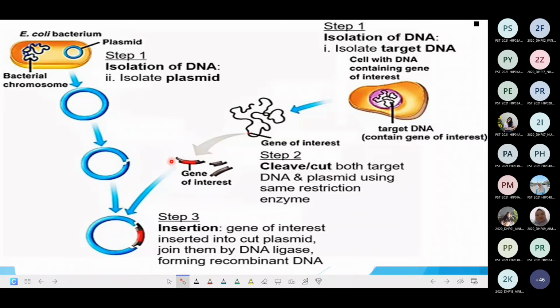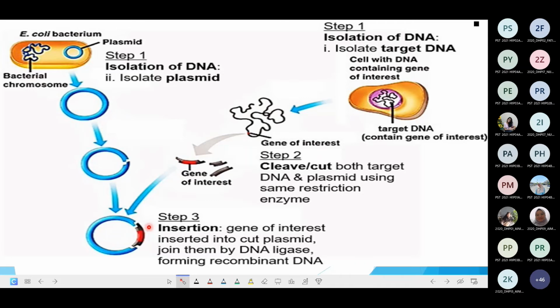So that sticky end yang ada dekat gene of interest ni, dia akan padan, dia akan ngam dengan sticky end yang ada pada plasmid ni nanti. Okay, so after cutting, the second step is cutting the target DNA and cutting the plasmid. It will be continued with step number 3, insertion, in which we just insert this gene of interest, okay, into the plasmid, macam ni. Okay. However, if you notice, the gene of interest, okay, is not joined properly to the plasmid yet.